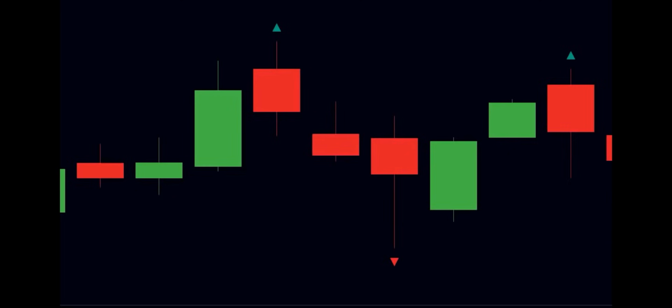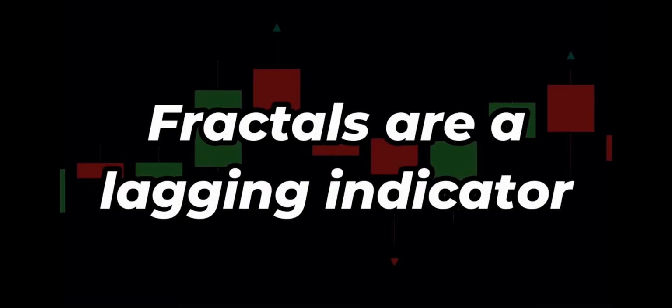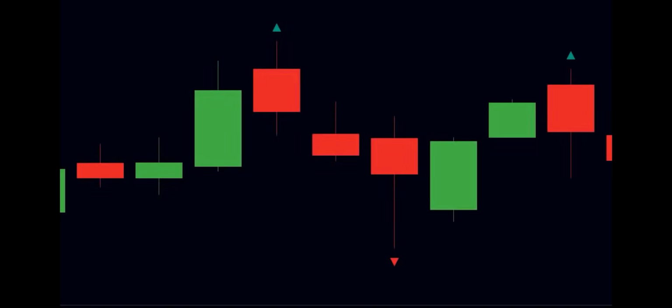Now, an important point to note here is that a particular candle will be marked as a fractal only after the close of the next 2 candles. For example, this candle was marked as a bullish fractal. But the fractal was only created after the close of this candle. So, fractals are a lagging indicator. They will show market turning points after the price has already reversed. Whenever you see a fractal, remember that the fractal was formed only after the close of the subsequent 2 candles.